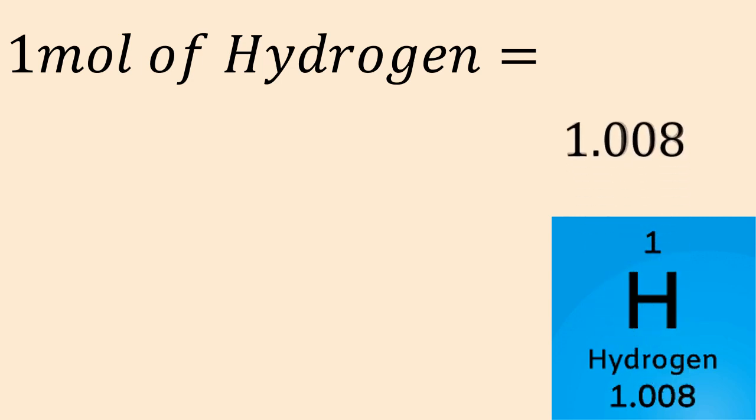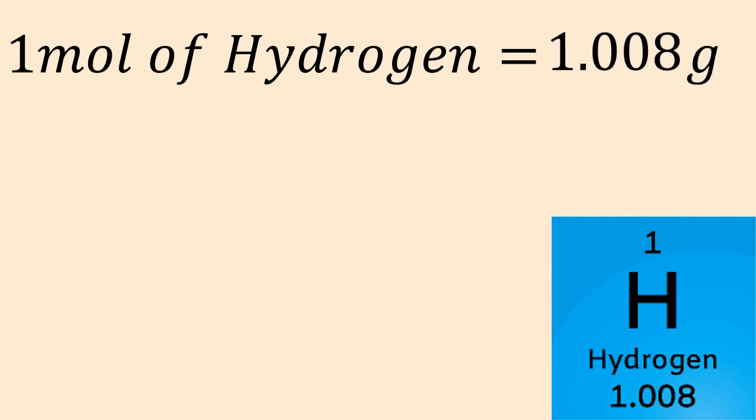If we place grams with this number, it becomes 1 mole of hydrogen. This means that 1.008 grams is the mass of 6.02 into 10 raised to the power of 23 atoms of hydrogen.